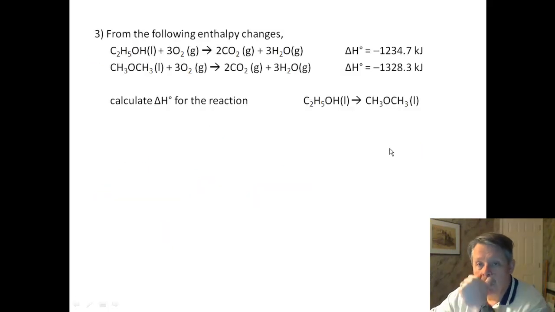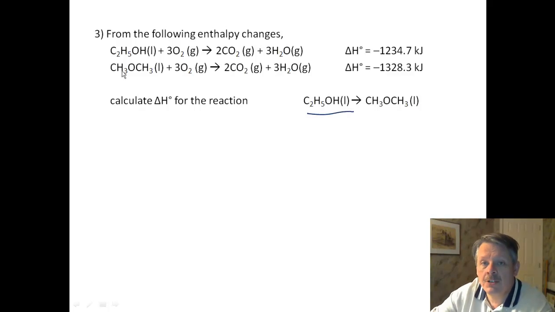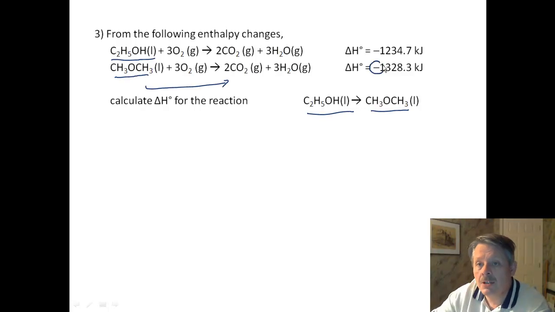All right, what am I looking for here? Well, I'm looking for C2H5OH as a liquid, and that looks like it's right there. So it's on the proper side, and it's the proper number, so it's okay as it is. And I'm looking for CH3OCH3. That's right here. It's on the wrong side, so it has to go on the opposite side. So all I have to do is change that sign to be positive. So I add those two numbers together, and I get 93.6 kilojoules. So that should be my answer.